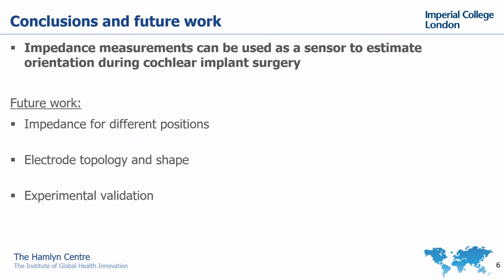In summary, our results allow us to affirm that impedance measurements can be used as a sensor to estimate orientation during cochlear implant surgery. In future, we plan to extend our work and study if we can observe changes in impedance for different positions. Also, we want to study how the electrode topology and shape affect the electrode array sensitivity and in turn their effect on estimating the electrode array position and orientation. And finally, we want to conduct experiments to validate these findings.